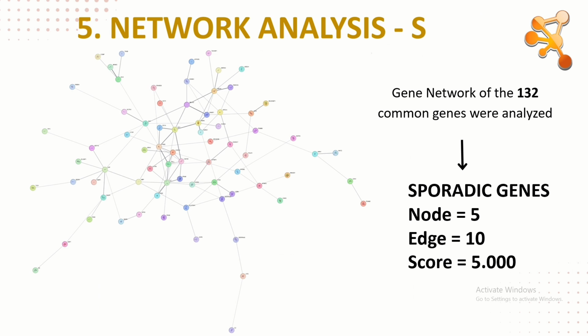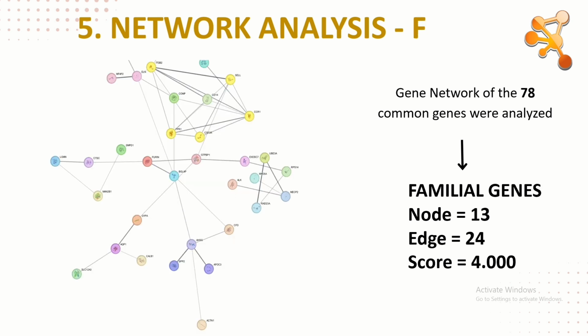To better understand how these genes interact, we used Cytoscape for network analysis. Here, you can see the network of 132 sporadic ALS genes with an interaction score of 5, showing how they are beautifully connected, and a similar network for the 78 familial ALS genes with an interaction score of 4.